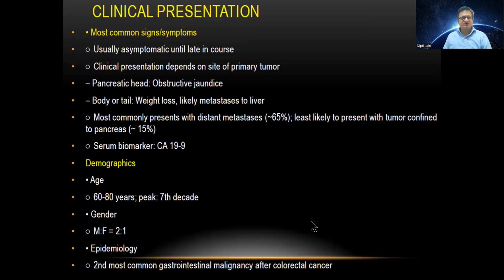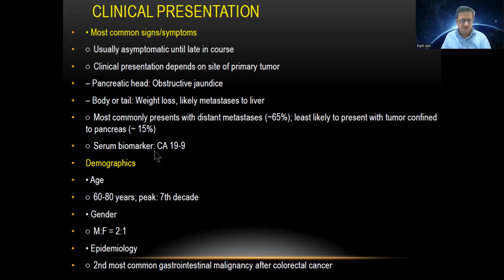What is the clinical presentation of carcinoma of the pancreas? Usually it is asymptomatic until late in the course, and the clinical presentation depends on the site of the primary tumor. Obstructive jaundice is the most important clinical feature. Tumors of the body and tail present with weight loss and likely metastasis to the liver; they most commonly present with distant metastasis and least likely present with the tumor confined to the pancreas.